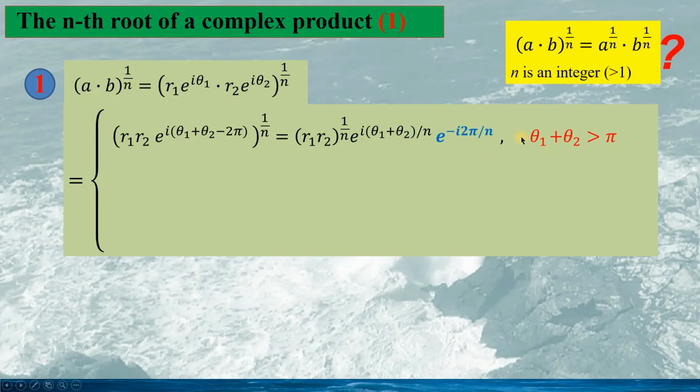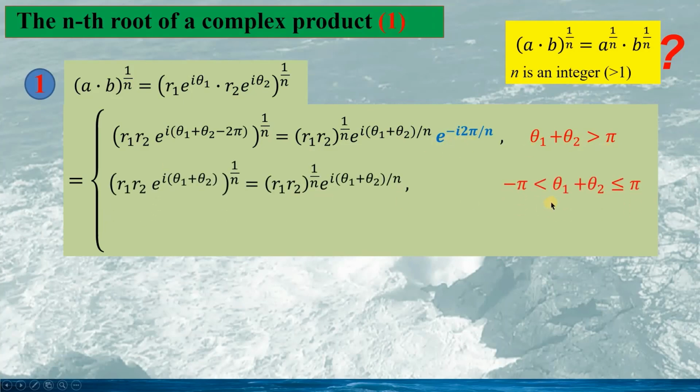The first situation is when theta 1 plus theta 2 is larger than pi, and the product of these two complex numbers would be given as this. The phase angle is subtracted by 2 pi to make the phase angle within the limit for the principal value. Therefore, we would have the expression for this situation. Note here this extra expression when theta 1 plus theta 2 is larger than pi.